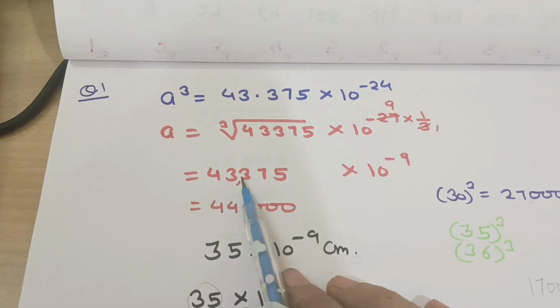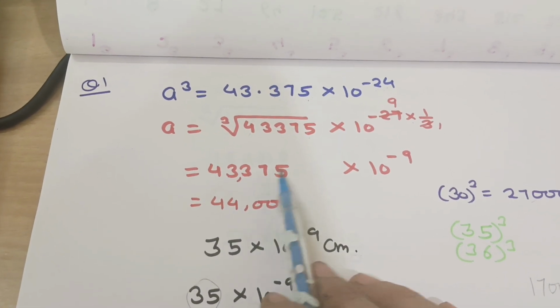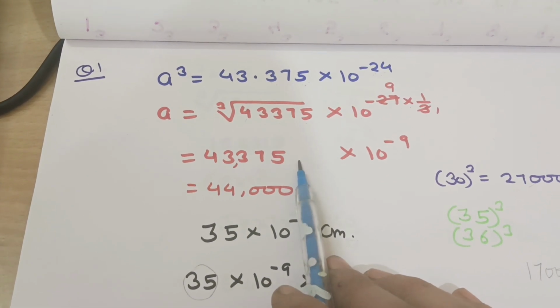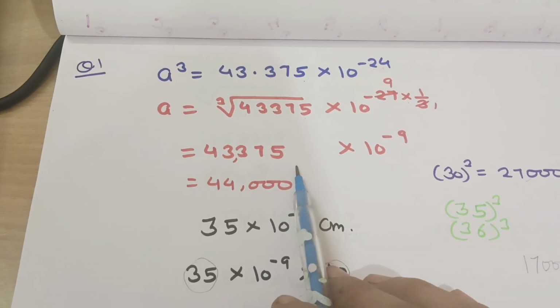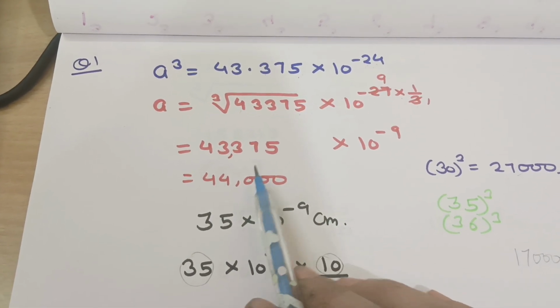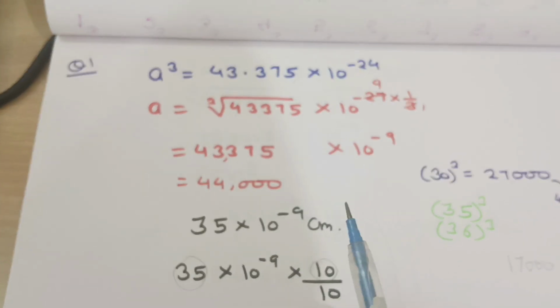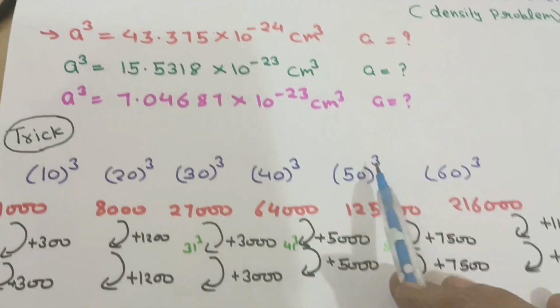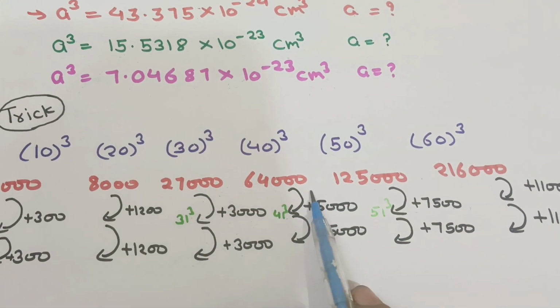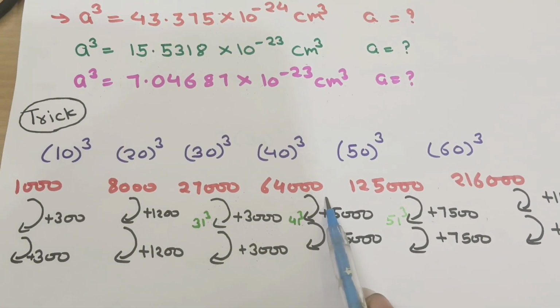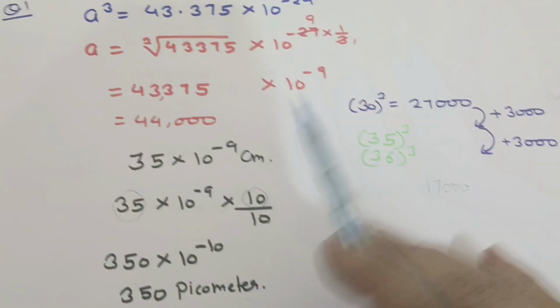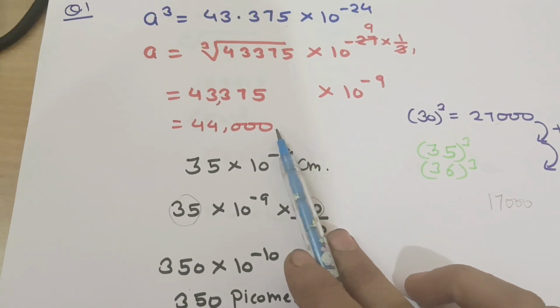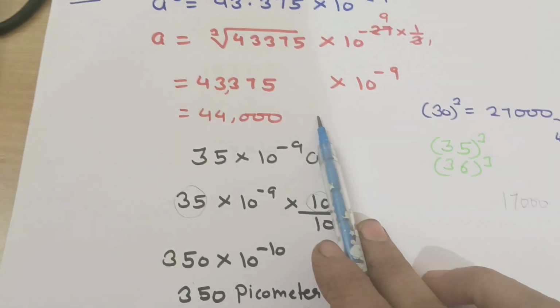For this part, we find the cube root of 43375. What is the value of 43375? This number is between which ones? 27,000 and 64,000. 27,000 and 64,000. So let us round it to 44,000.